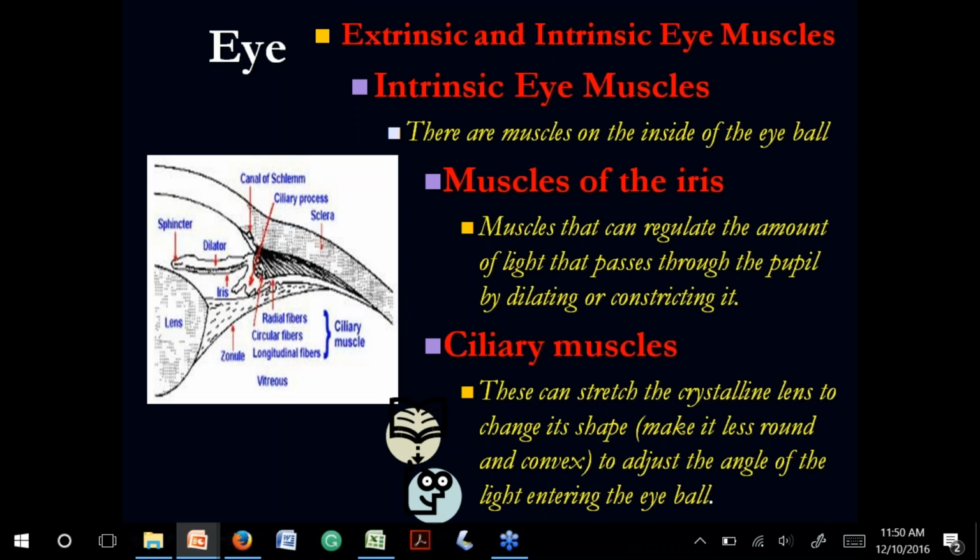Okay, so we have intrinsic and extrinsic muscles. Intrinsic are going to be the iris, the pupil. This is the pupil. The pupil has muscle, and this muscle can be circular too. They contract and relax, and they make the pupil increase or decrease in size. That is called miosis, when it's very narrow, and mydriasis, when the pupil is very dilated.